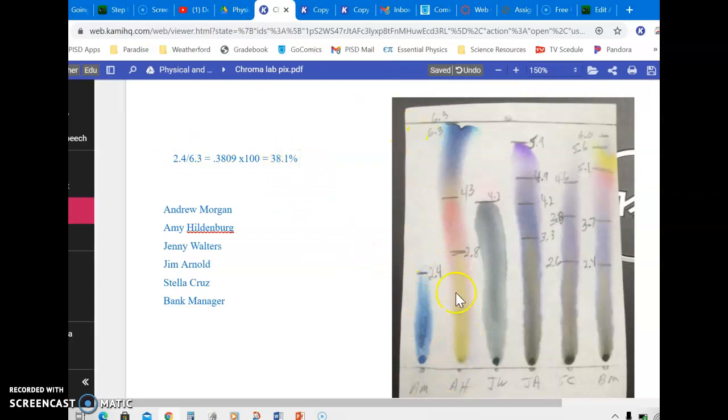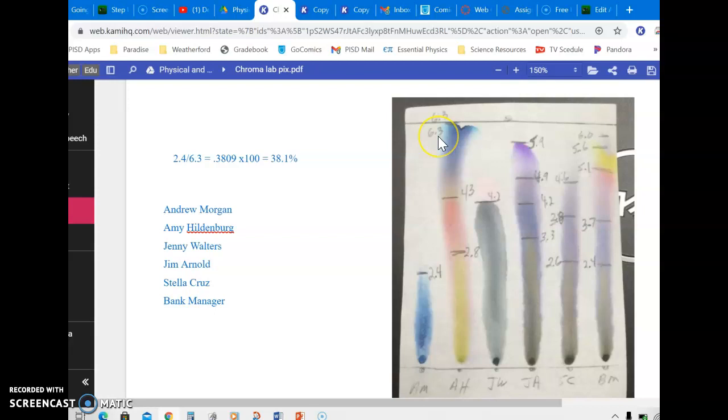About one third. Now for Amy Hildenberg's, we would take 2.8 divided by 6.3, get that answer, multiply it times 100, and that would tell us the percentage for her yellow. Then we do the same thing for her red and the same thing for her blue up here. The blue went all the way to the top, so guess what? It's going to be 100%. So that one's pretty easy.